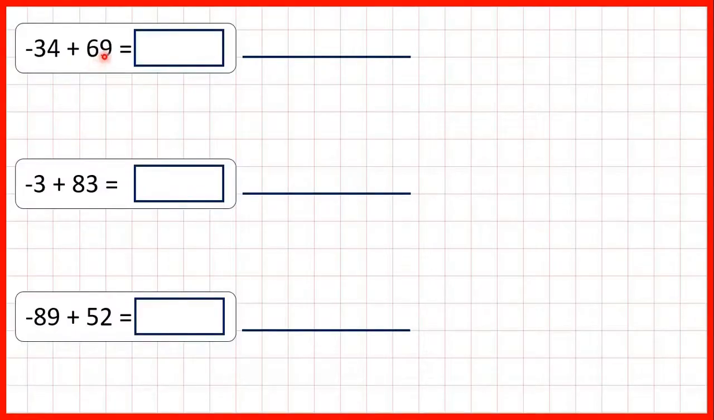Now we need to add to a negative number. First, we have minus 34 plus 69. We can show the addition on a number line. From minus 34, we can add 34 to get to 0. Then, from 0, we can add another 35 to get to 35. So, because we added 34 and then added 35, we added 69 altogether, because 34 plus 35 is 69.